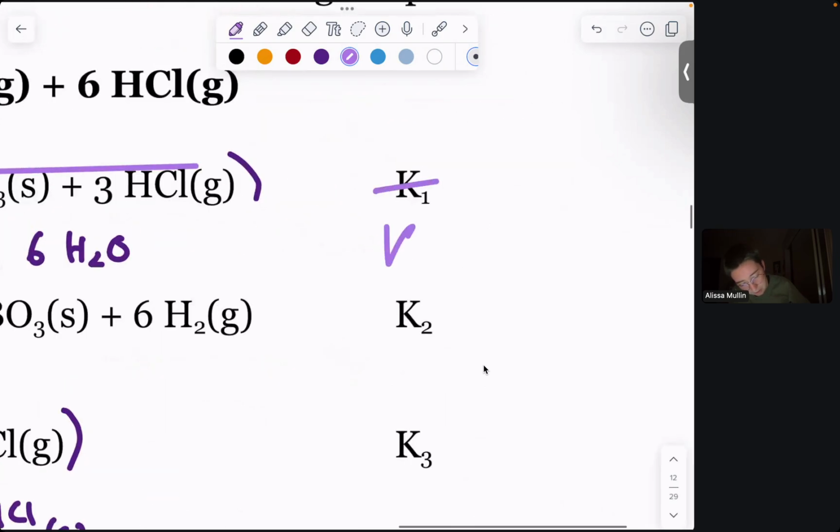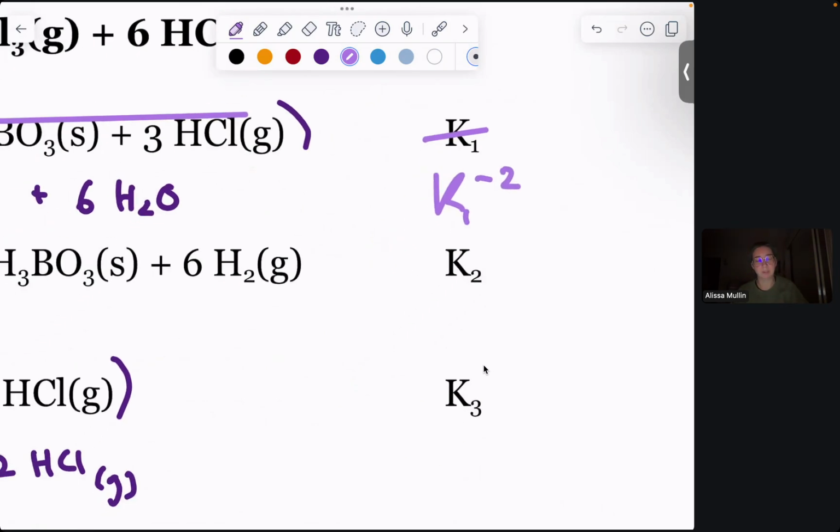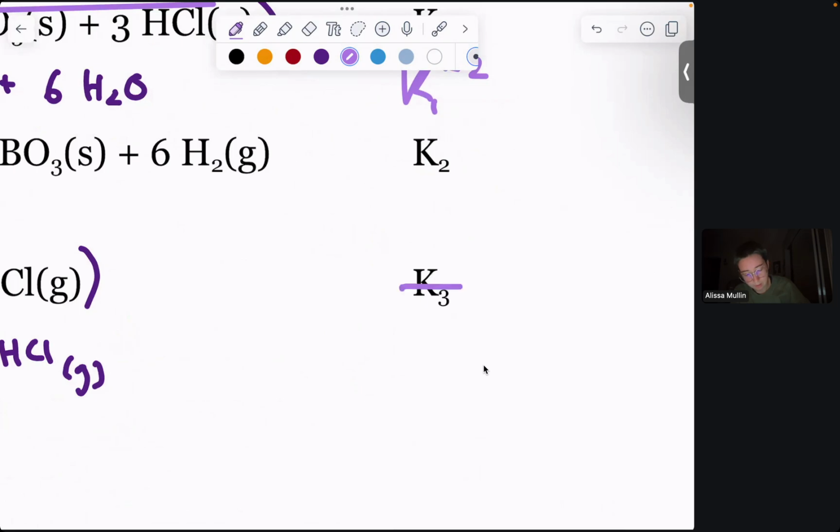My K, I would have to inverse it, right? So 1 over, or raised to the negative power. And then I'd also have to square it because I doubled it. So my K1 is now going to be that. This one I multiplied by a factor, so I have to raise it to that power. I have to raise that to 12.